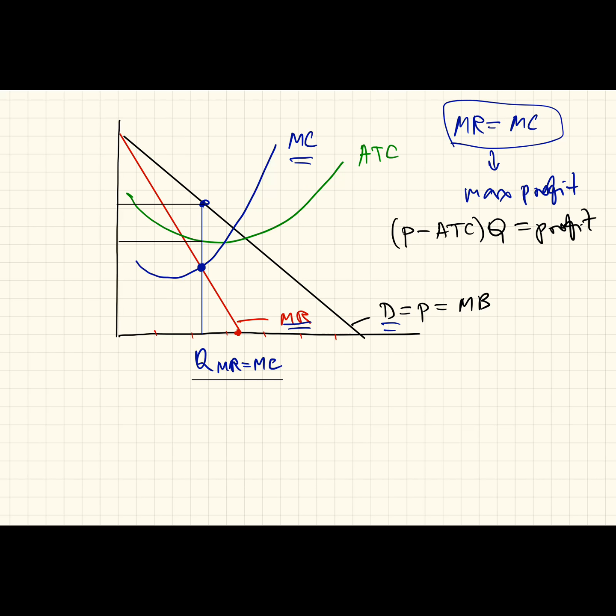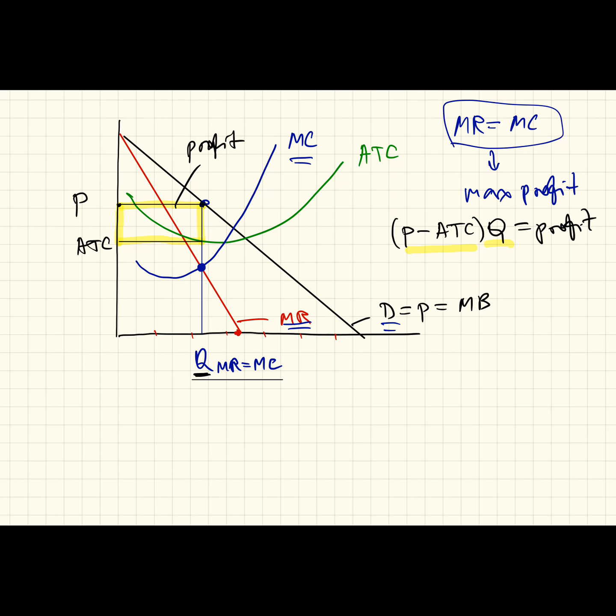Okay, so this is price. This is ATC. So this distance is P minus ATC. This distance is Q. So the whole area, the whole box is just telling us what profit is when you're producing at this level of output. Here we are. We figure out Q, we figure out profit.